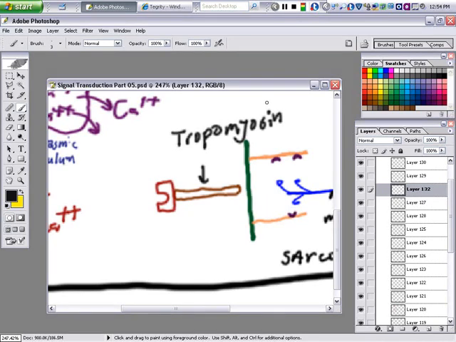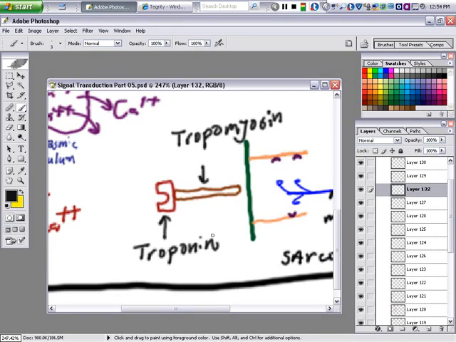And the protein beside it that actually binds to the calcium and moves the tropomyosin out of the way, that protein is called troponin. So troponin is a calcium binding protein. It binds to the calcium and then it kind of twists itself to move the tropomyosin out of the way. Now you can get contraction.